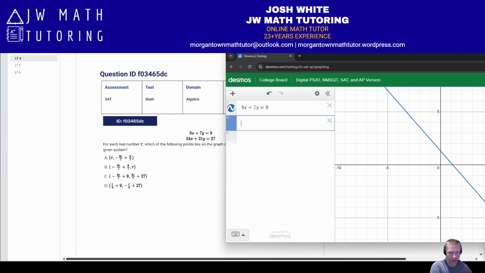The easiest, fastest way to do this is to type the equation of the top line in Desmos. You do not need to type the second equation. The second equation is the same as the first equation, it's just that everything's multiplied by 3. So it's infinite solutions. You're not going to get two different lines.